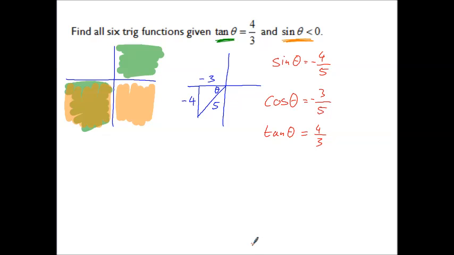Now go ahead and stop the video and find the reciprocal values yourselves. I said stop the video. And here they are. Cosecant of theta is negative 5 over 4. The secant of theta is negative 5 over 3. And the cotangent of theta is 3 over 4.